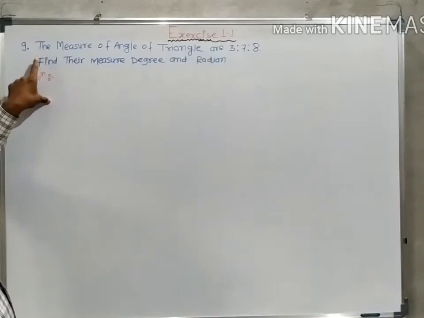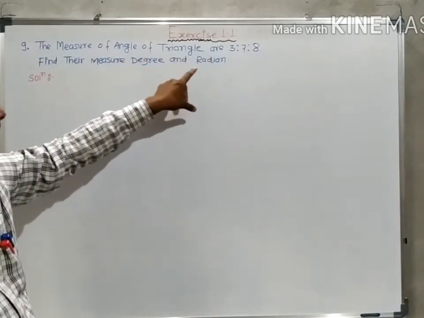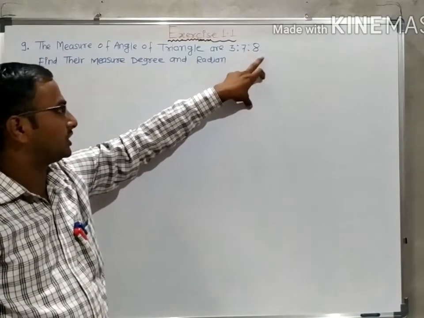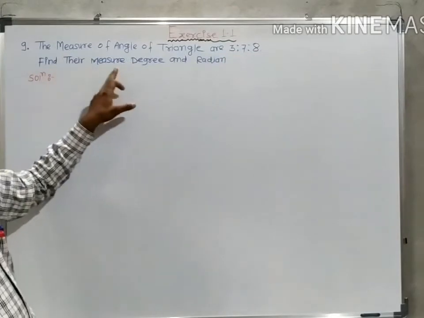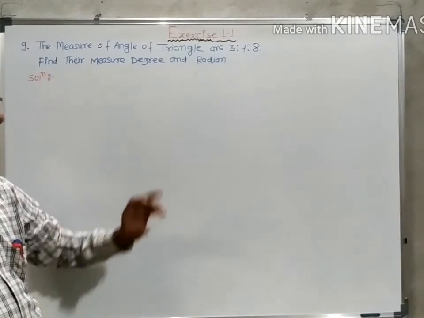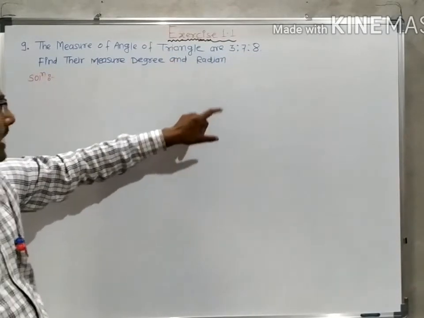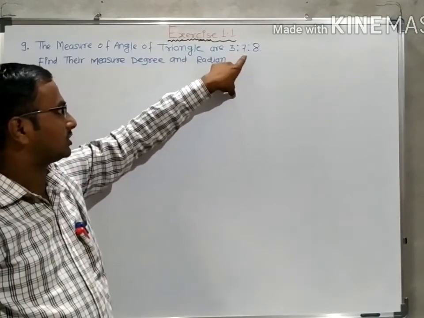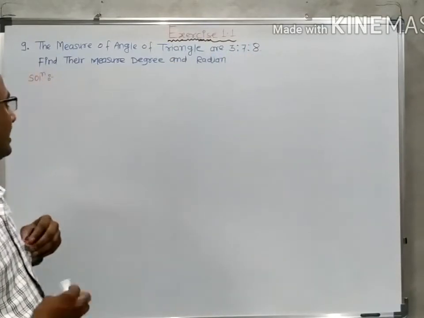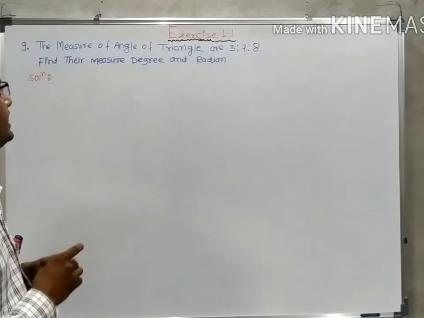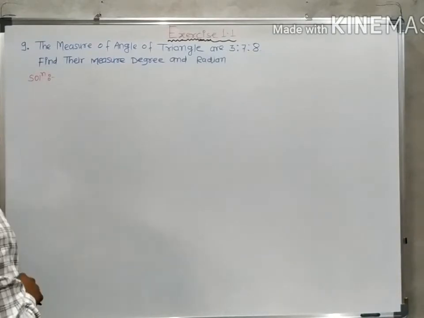Problem number 9 मध्ये दिलेला आहे. The measure of angles of a triangle are in the ratio 3:7:8. Find the measure in degree and radian. म्हणजे आपल्याला अँगलचे रेशो दिलेले आहे. ट्रायंगलच्या अँगलचे रेशो दिलेला आहे 3:7:8 आणि त्याचा आपल्याला कन्वर्शन फाइंड करायचं आहे डिग्री आणि रेडियन मध्ये. तर सोल्युशन मध्ये बघू आपण.